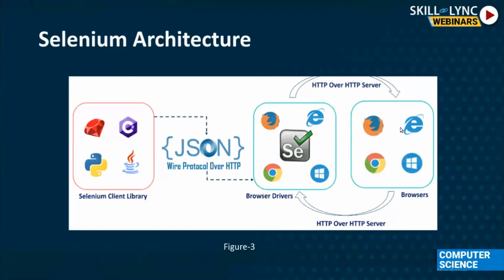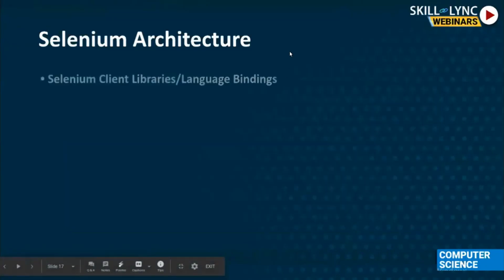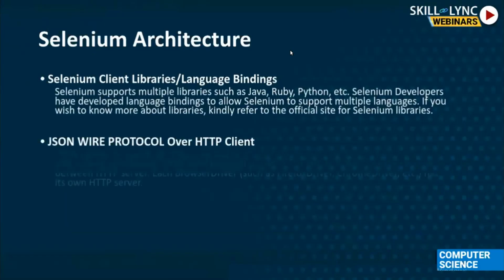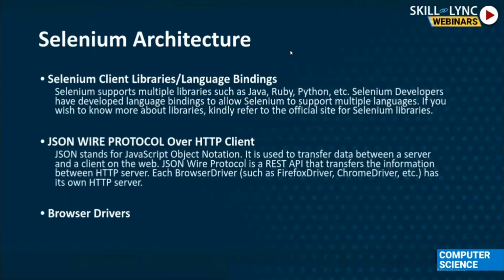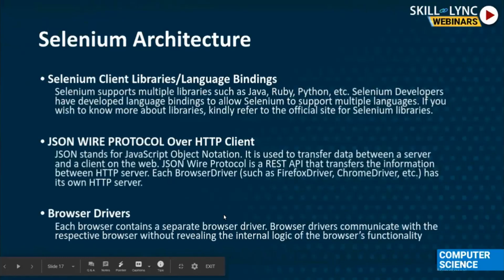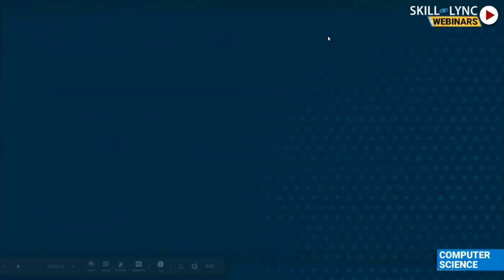When we start writing the code, you will understand more, but this is how the architecture typically looks. You should worry about having the right client library and the right driver on your machine. As I already said, client libraries are based on the language you choose, then the JSON wire protocol, and at the end we have the browser drivers. Each company manufacturing a browser also needs to provide the driver for that particular version. Okay, so let's have a quick demo on this.